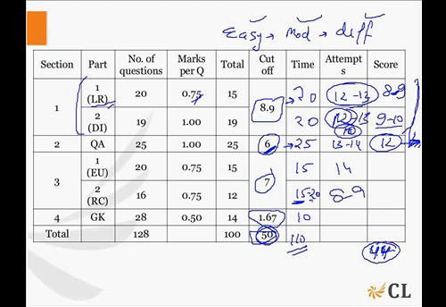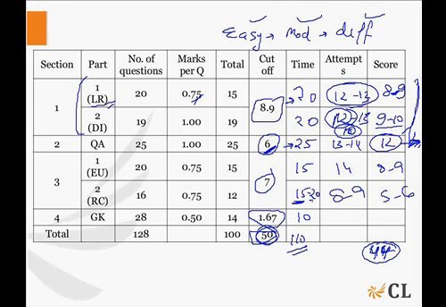GK, similarly, we should be looking at around 14 to 15 attempts at least, and since the marking scheme here is purely 0.5, we can expect to get at least around 5 to 7 marks from this portion.